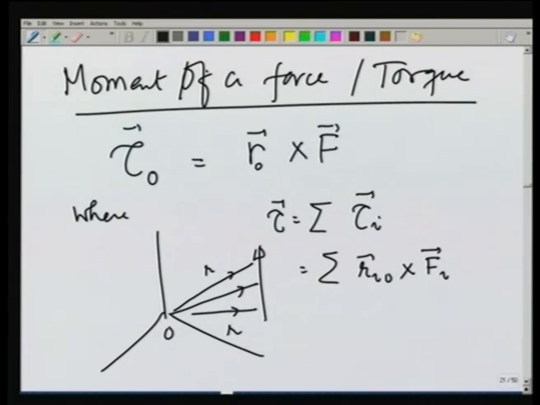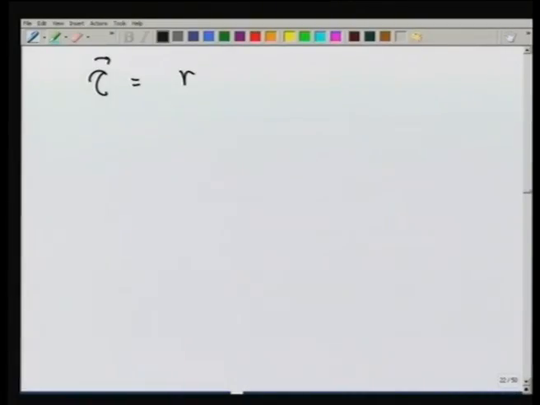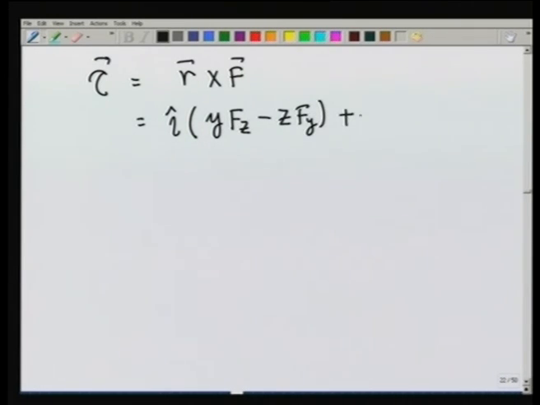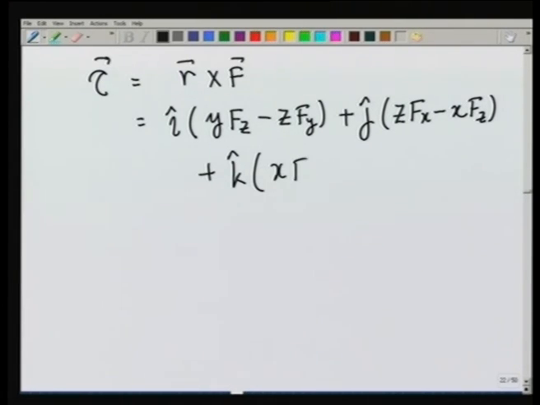Let us see that through an example. So, if I am calculating the moment tau, which is R, I am dropping O now, it is understood that it depends on the origin, cross F is going to be equal to its component in the x direction, y F_z minus z F_y, plus the component in the y direction, z F_x minus x F_z, plus the component in the z direction, x F_y minus y F_x.